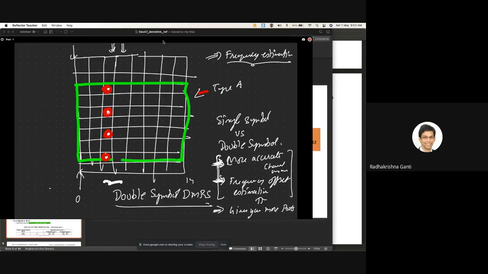So how do you do this? In the frequency domain, they do linear interpolation. Essentially, they interpolate between these two. You can do the interpolation across the DMRS to get the frequency domain estimates. So what about time?